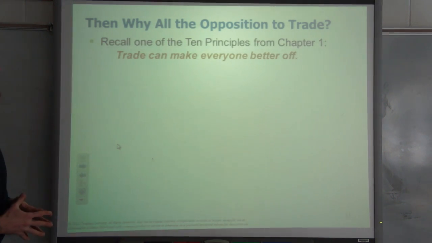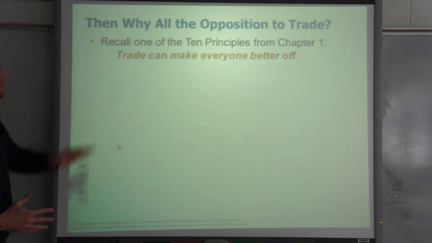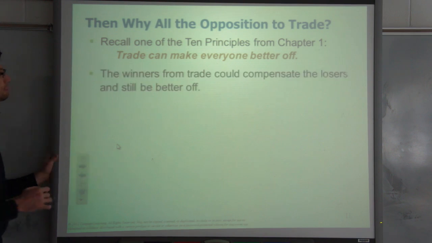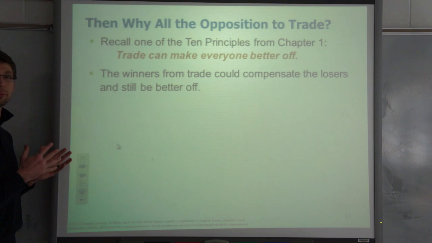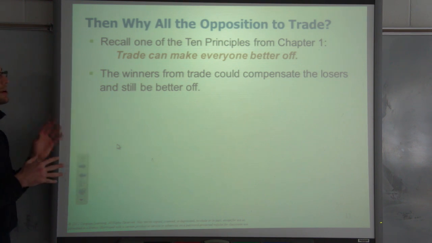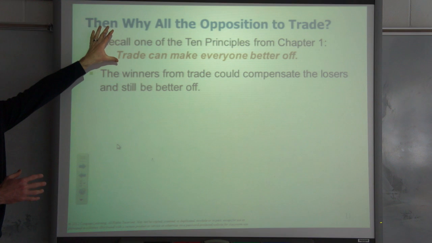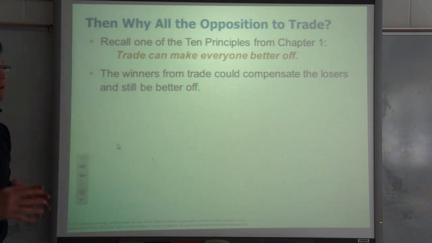So it says, why then all the opposition to trade? Recall from chapter 1 that trade can make everyone better off. So why is it there's so much opposition? The winners from trade could compensate the losers and still be better off. What we're saying is there's a lot of grumbling that comes from those who lose. And there are losers when we open ourselves up to trade.